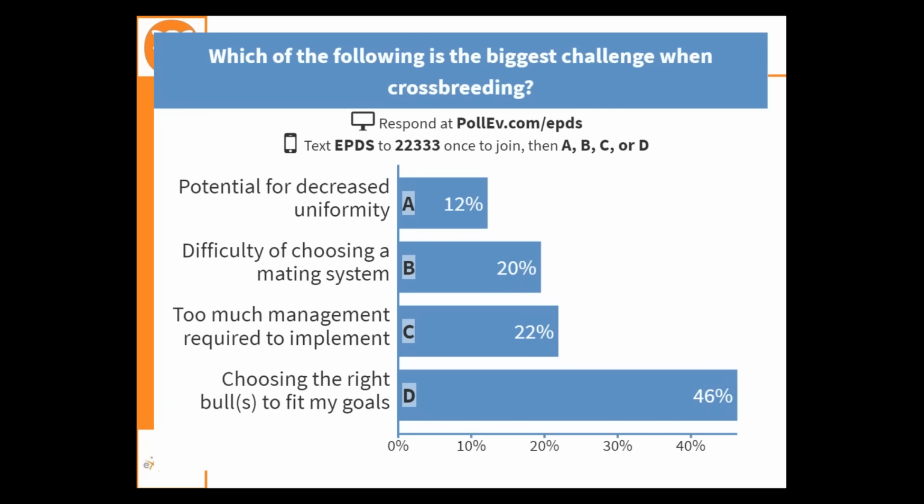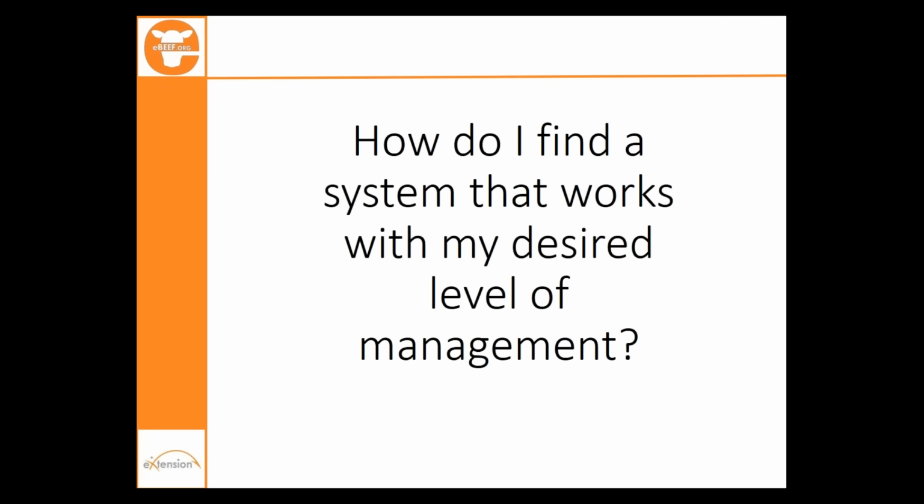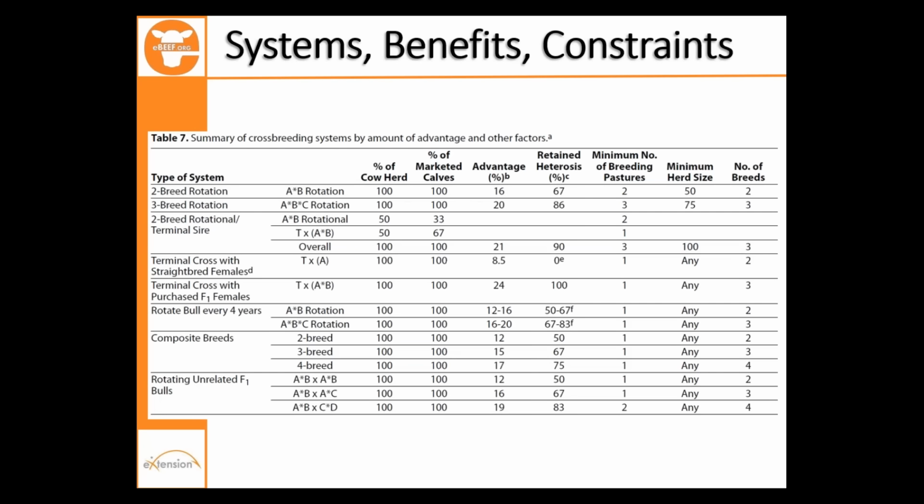So let's go back again to our original survey question, and the next topic on the list refers to the amount of management required to make a system work properly. And that's definitely an important question because we need to find a system that works with whatever our desired level of management is. So with that, Bob, why don't you tell us a little bit about some of the systems we have available and the benefits and constraints of those systems?